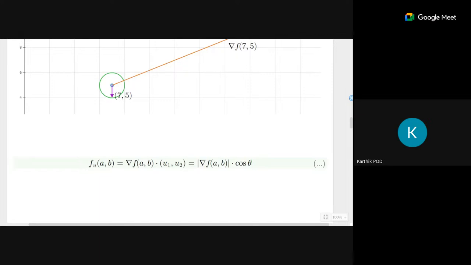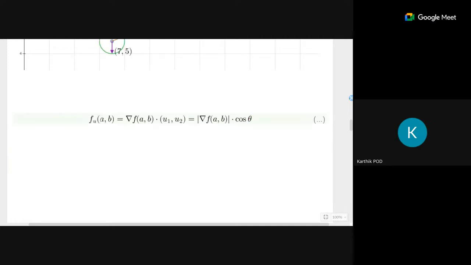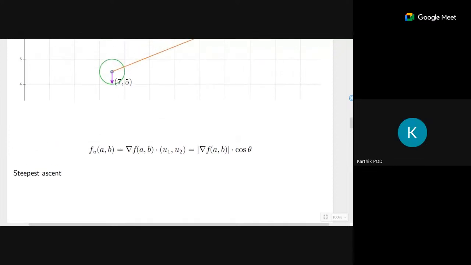Yeah. So now you can also argue from this angle that the function's value will decrease the maximum when cos theta is -1. And the other idea is steepest ascent. Steepest ascent is when the function's value will increase the maximum.